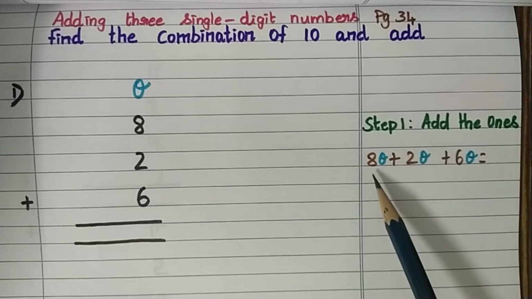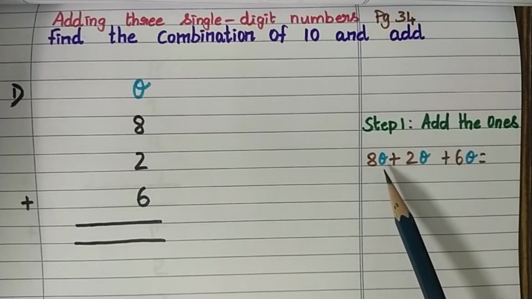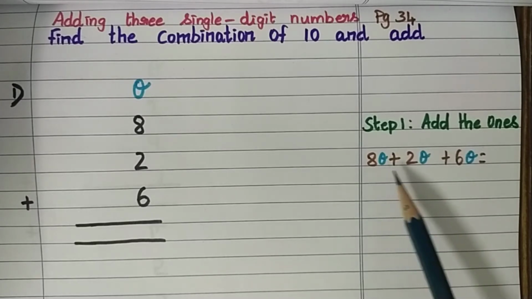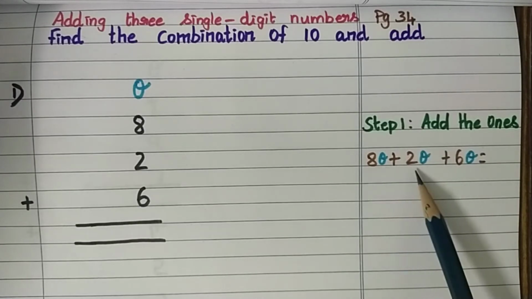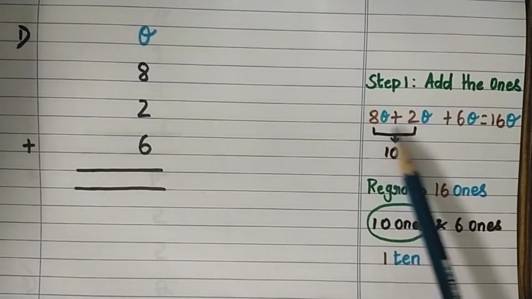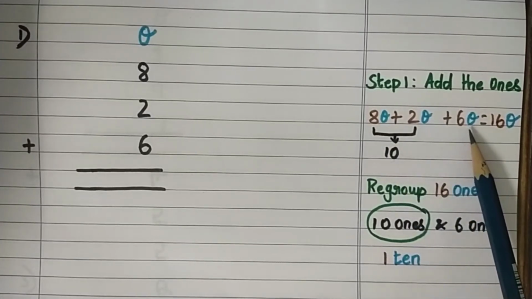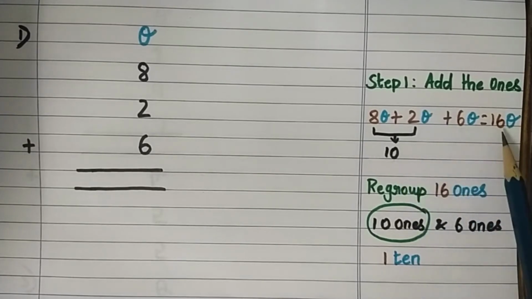See here, in this 8 ones, 2 ones, 6 ones. Which is the biggest number? 8 is the biggest number. Think what should be added with 8 to give a 10? Yes, you all are correct. 8 ones plus 2 ones gives what? 10 ones. 8 plus 2 gives a 10. 10 will be added with the third number 6. 10 plus 6 gives us 16.